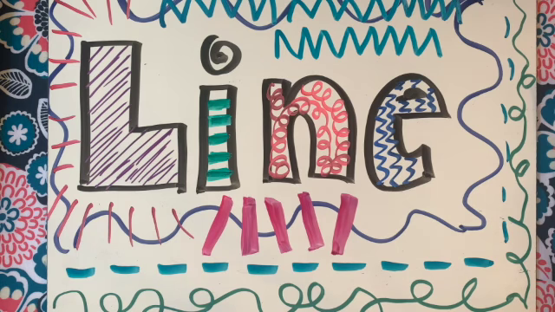Hi everyone. Today we're going to be talking about the element of line. Line is spelled L-I-N-E. A line is a mark you make on your paper that has a beginning and an end. We put lines together to make shapes. There are many, many different ways to make a line, and today we're going to explore some of the different ways to create line.